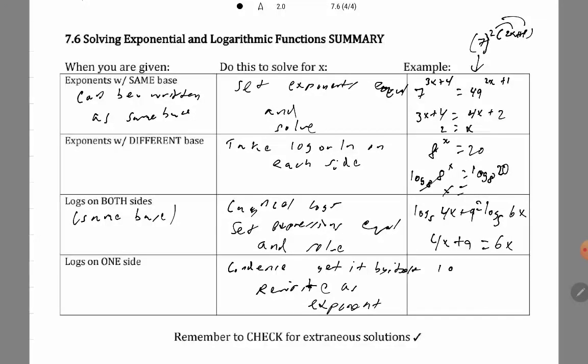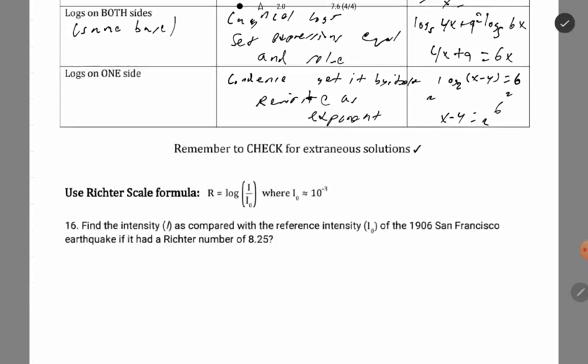So if we have log base 2 of x minus 4 equals 6, then we get it by itself. It's already condensed. We're going to exponentiate both sides. So 2 to the log base 2 of x minus 4, and then this is 2 to the 6. Those cancel, left with x minus 4 equals 2 to the 6, and then you can solve that.